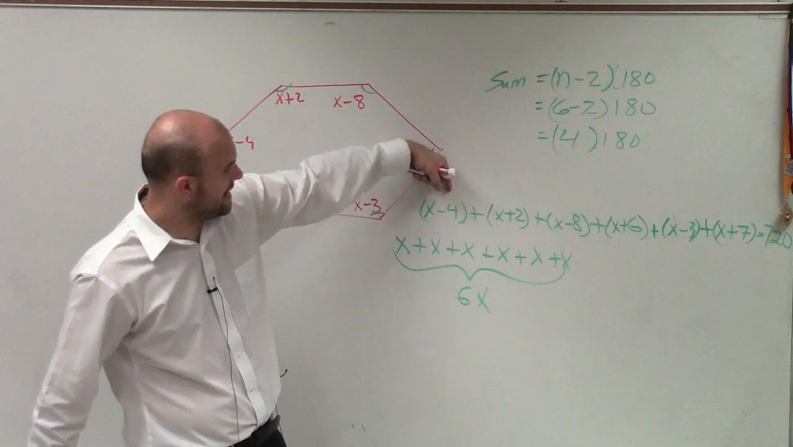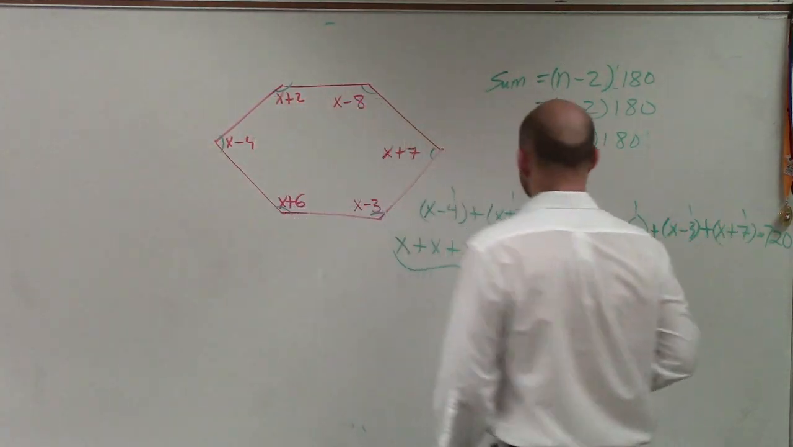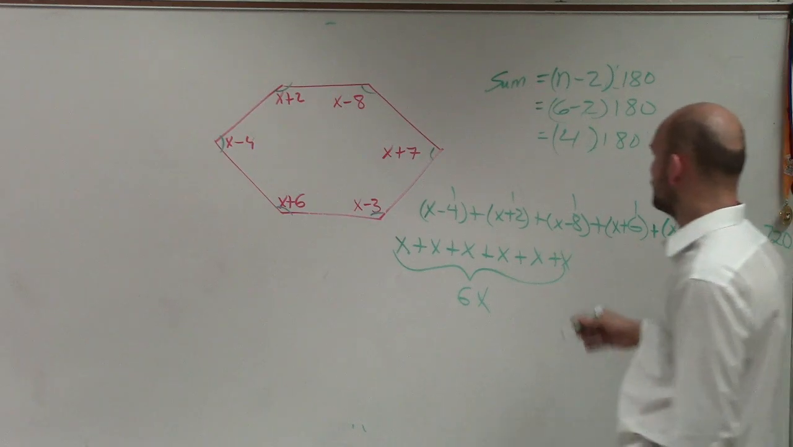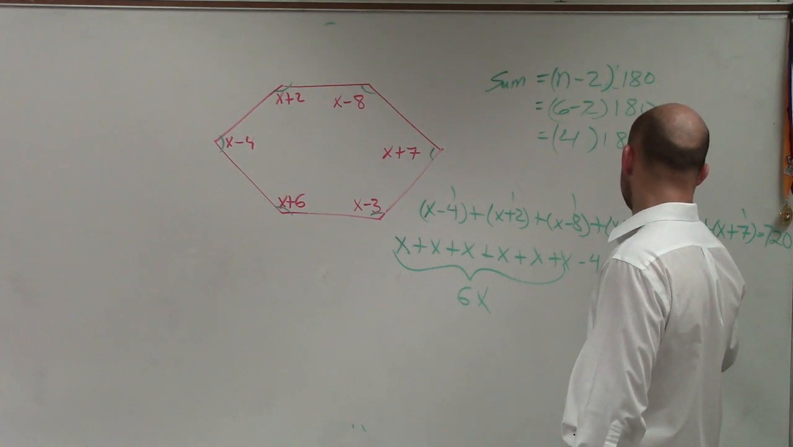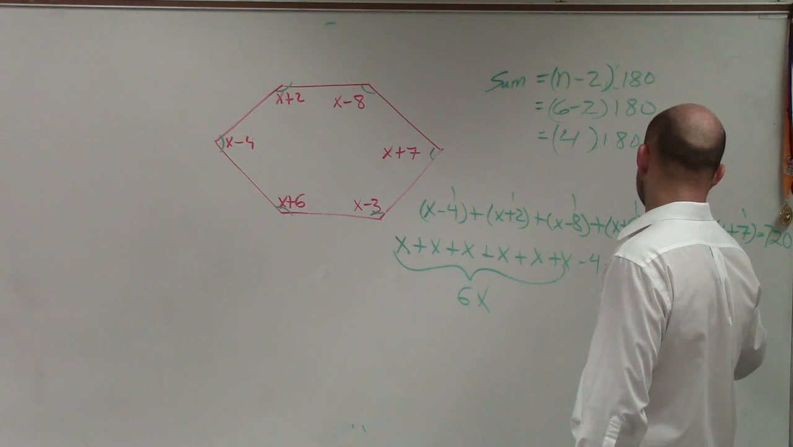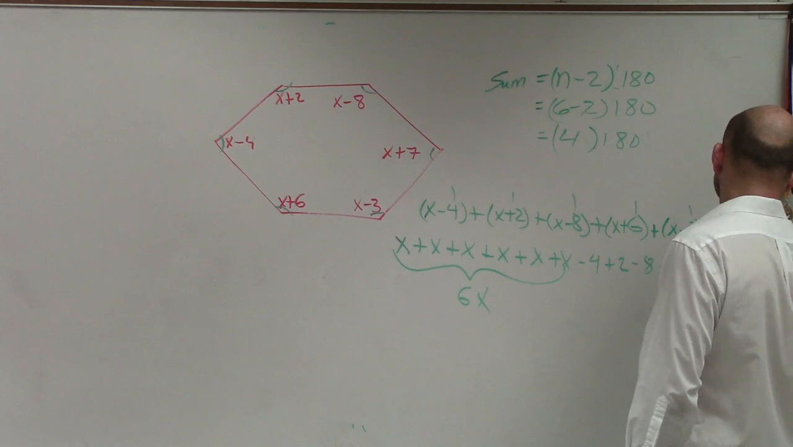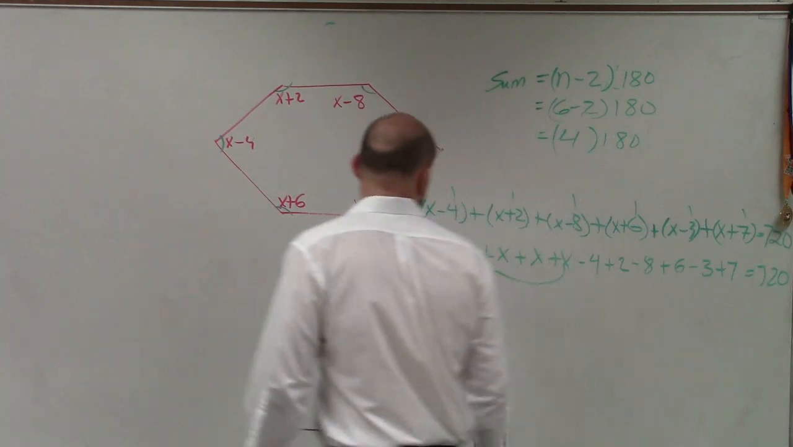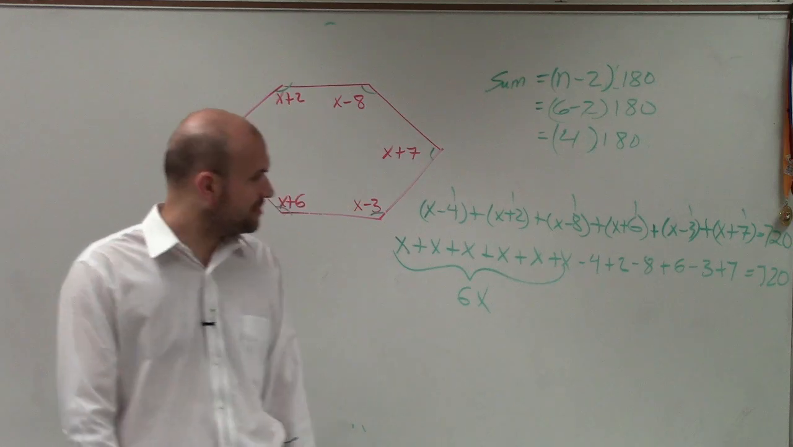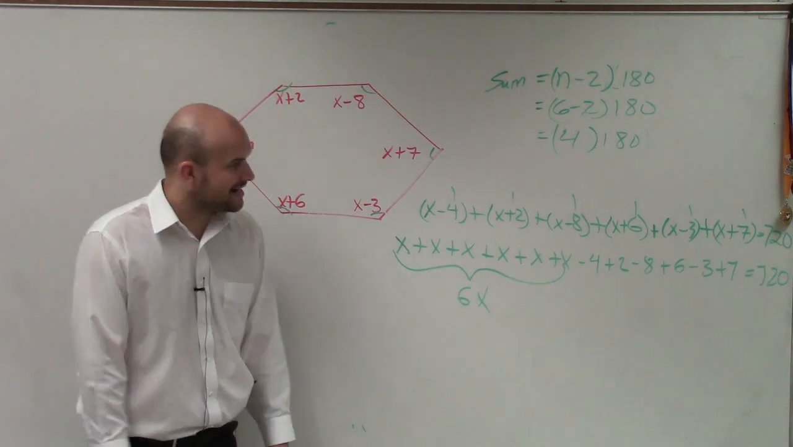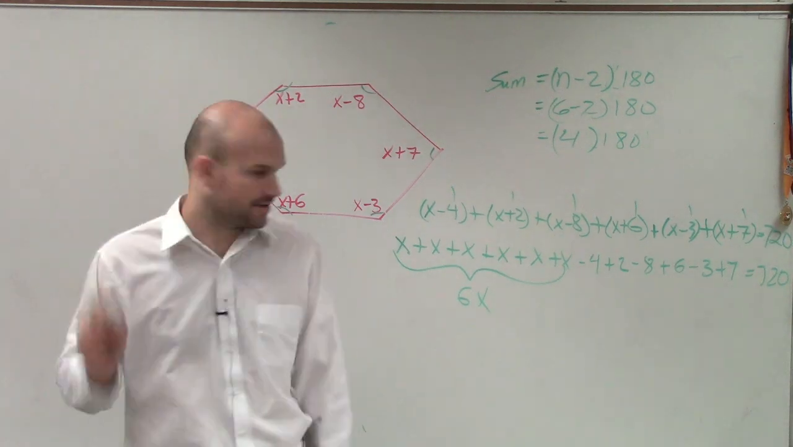And then I can take my numbers and combine those, because those are without variable factors. So I have minus 4 plus 2 minus 8 plus 6 minus 3 plus 7. Negative 4 plus 2 is negative 2, minus 8 is negative 10, plus 6 is negative 4, minus 3 is negative 7, plus 7 is zero. Very good.